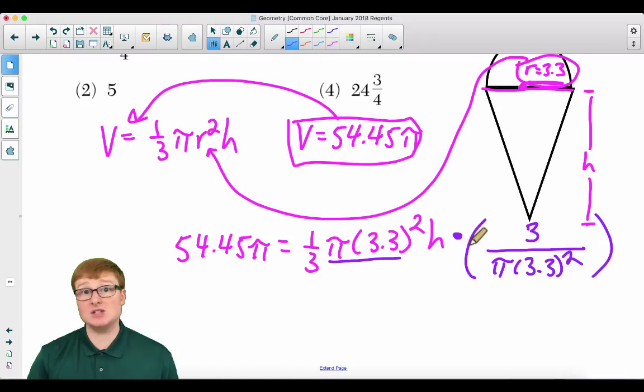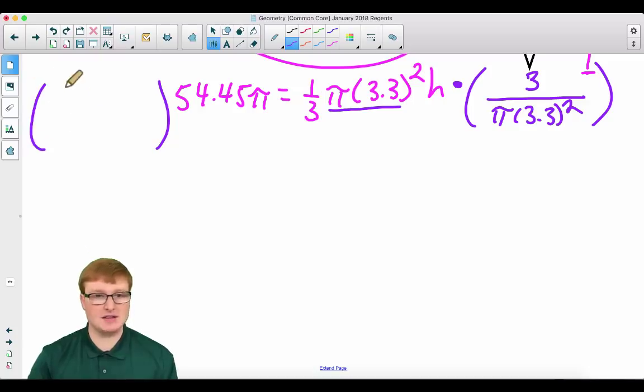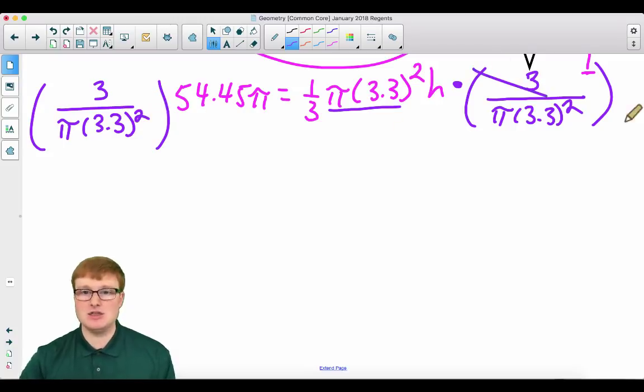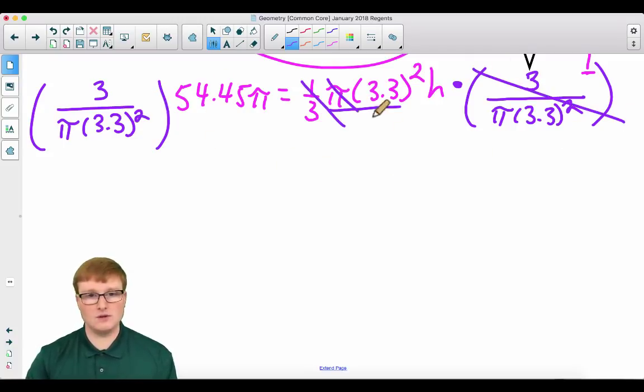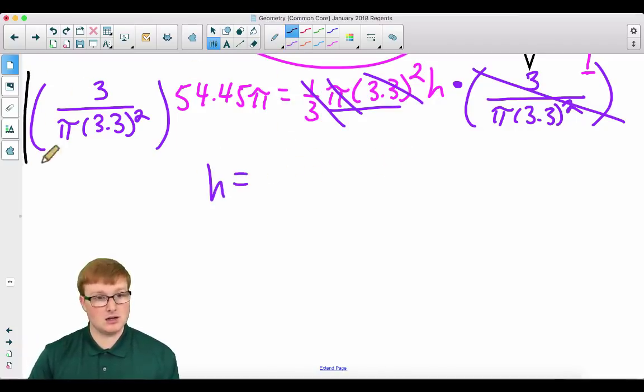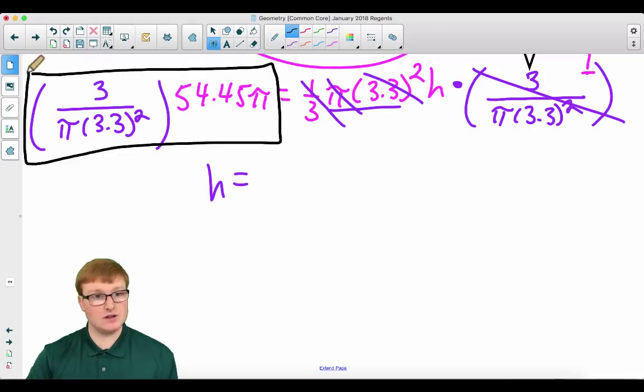Now, once we have this, what we do to one side of the equation, we must do to the other side of the equation. So I'm going to do the same thing to the left-hand side of the equal sign. So we have 3 divided by pi times 3.3 squared. This cancels out with all of this information over here. So now we're just left with the letter h. Well, h is equal to what? Plug all of this stuff into your calculator and you will get your answer.